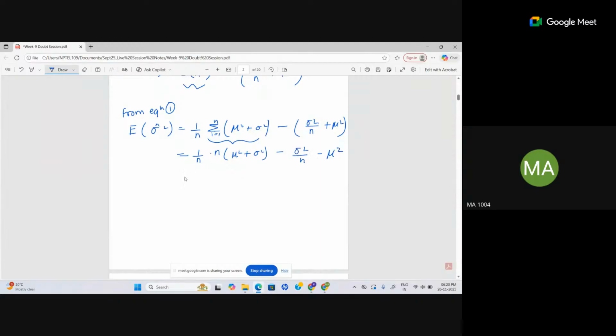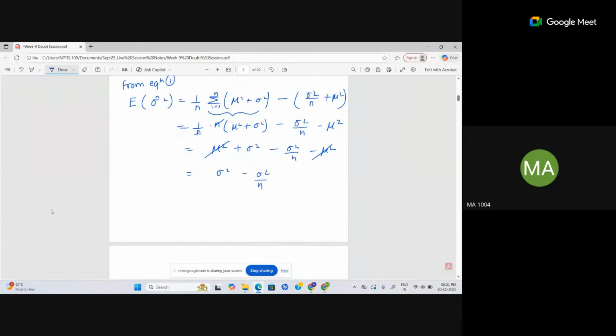You can just simplify the terms. This n will be cancelled out. This will be mu square plus sigma square by n minus mu square. So mu square will be cancelled out. So now we have sigma square minus sigma square by n. Now we have to calculate bias.